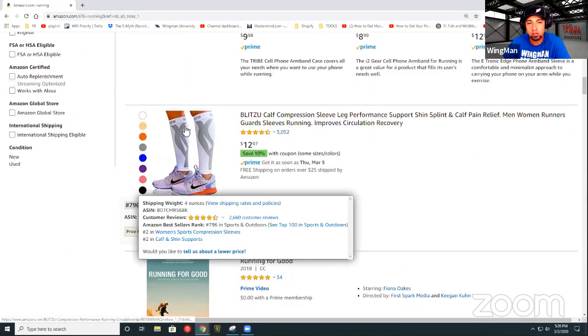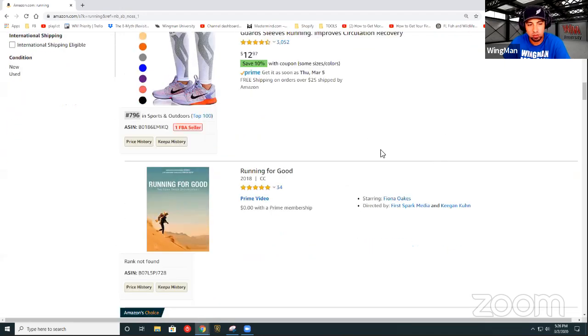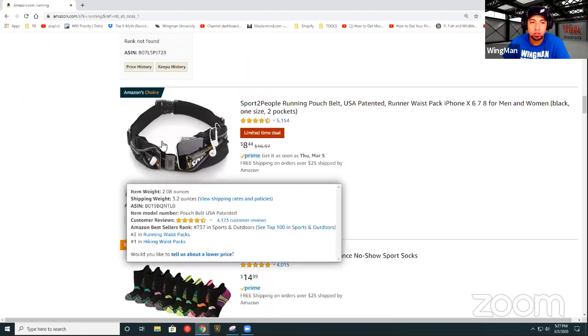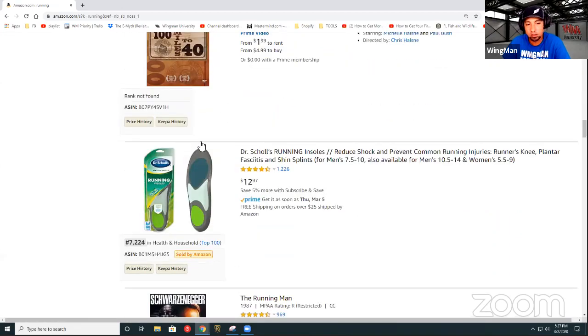So you can see these calf compression sleeves. I was going to call them socks, but then there's a book. There's kind of stuff that goes around your waist. There's socks. There's another book. There's insoles.